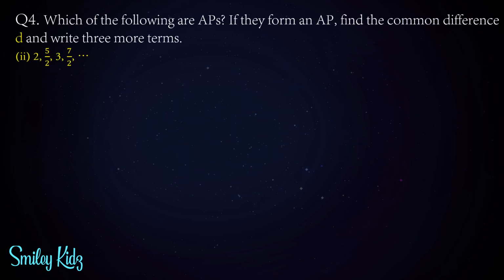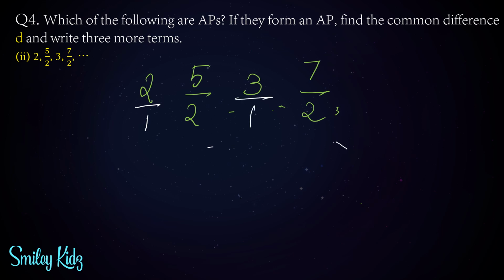Moving ahead, we have 2, 5 by 2, 3 and 7 by 2. Now, in order to find out the common difference, let's make all the denominators equal. In fact, we're going to take out the LCM. Alright. So what do we get? This can be written as 4 upon 2. This is 5 upon 2 as usual. And this is going to be 6 upon 2. And this is 7 upon 2.